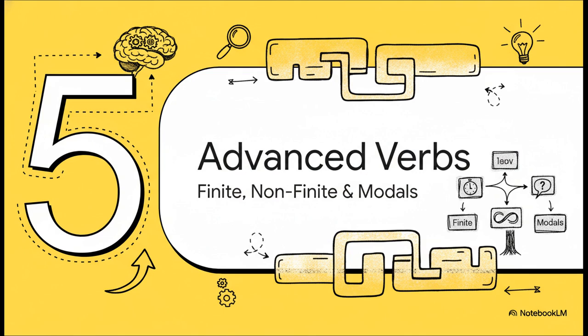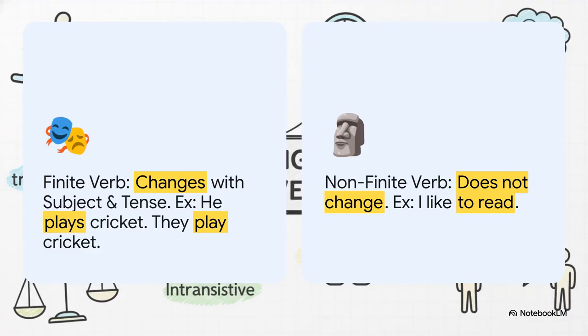Fantastic work. You have now totally mastered the core ideas. So let's just take a quick peek at a few of the more advanced concepts. And don't worry, they follow the same simple logic as everything else we've talked about. They're not as scary as they sound. Okay, so a finite verb is kind of like a chameleon. It actually changes its shape to match the subject or the tense. See how played changes to plays when the subject goes from they to he?